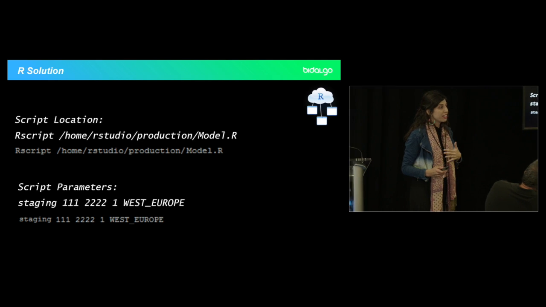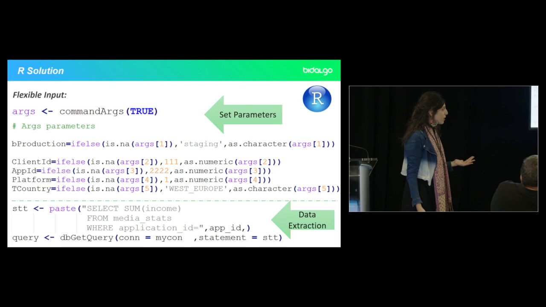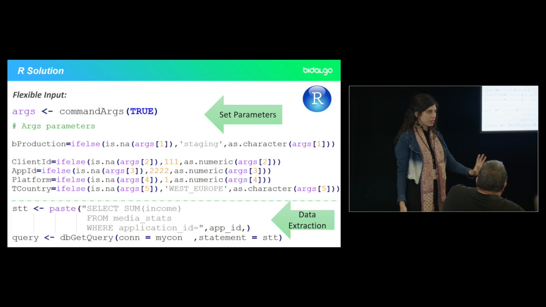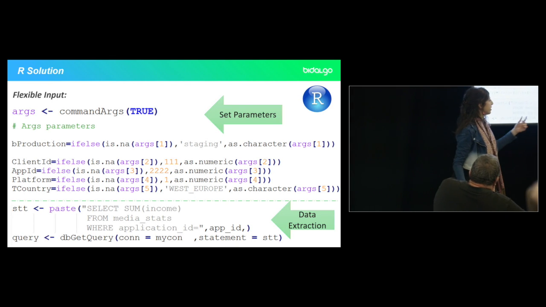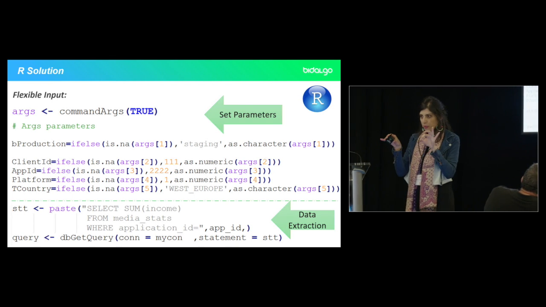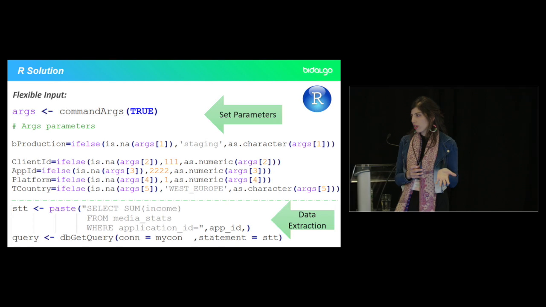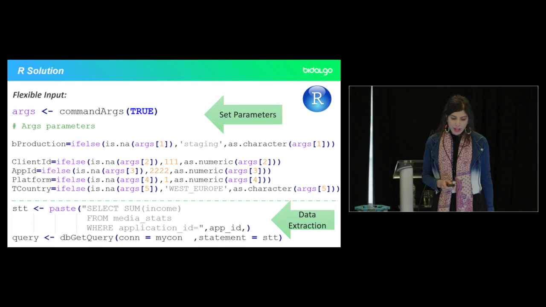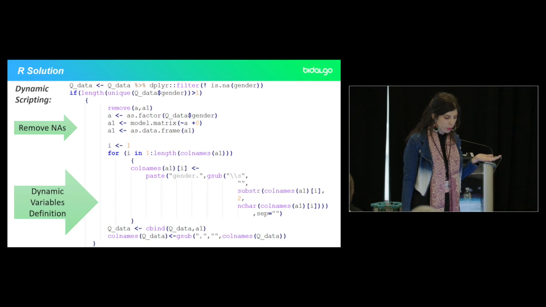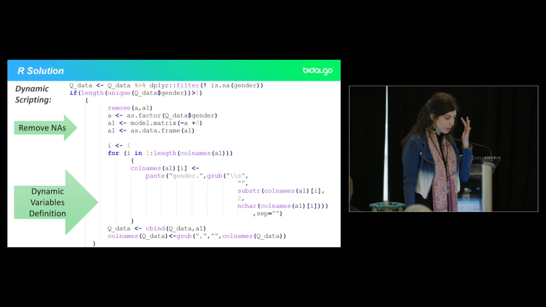And then in the data extraction, everything is flexible. So I see here in the data extraction, this is just a very basic data extraction, but I can set the statement according to the app ID. So I extract data just for this specific app. So the model runs only for them. Okay, this is just for the input.